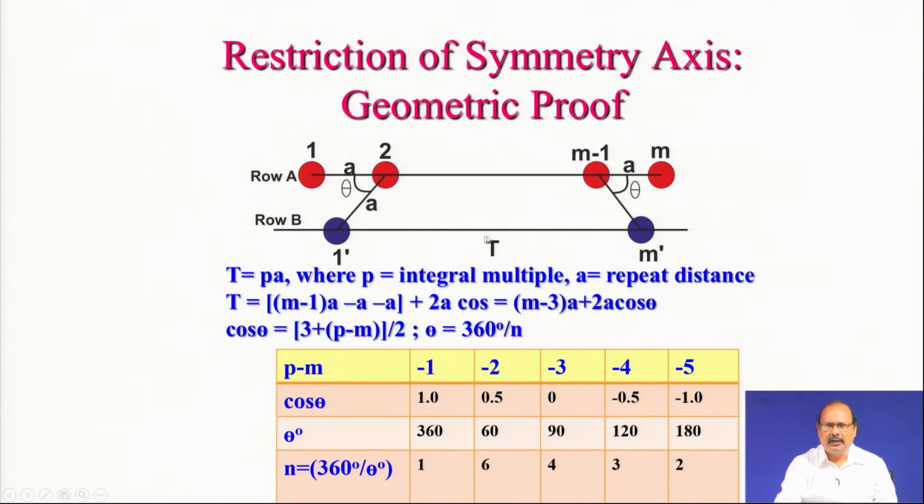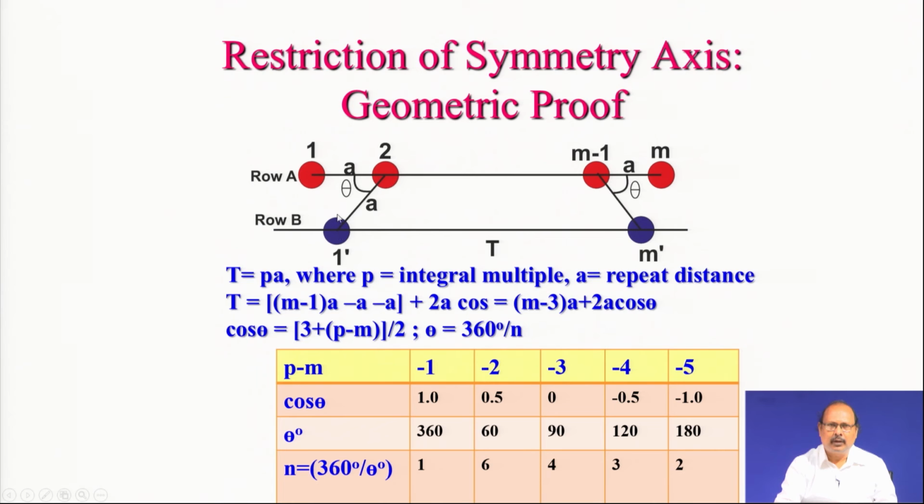So, what happens here? Let us say the distance between 1 dash and m dash, these two motifs here, is t, and let us consider that value to be equal to a multiple of a, p times a, where p is an integral multiple. So, if you have an integral value and you multiply with a, this will be the distance t. Now, in row b, we have this distance here. We can make an equivalence here as well.